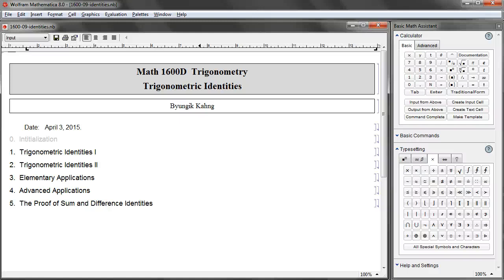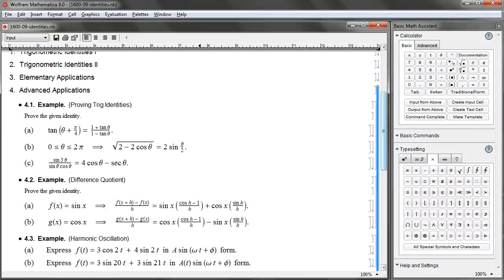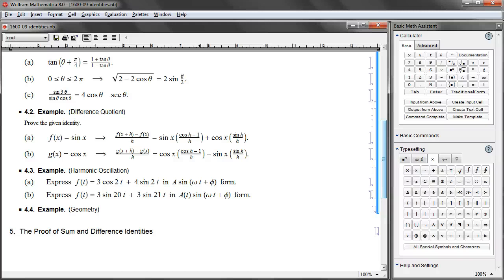Now let's resume. Let's move on to applications on harmonic oscillation. Okay, how about this kind of example?